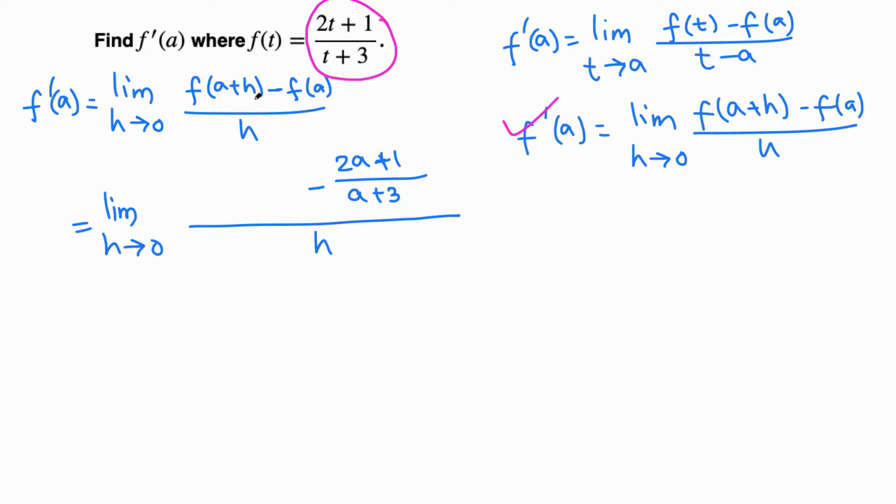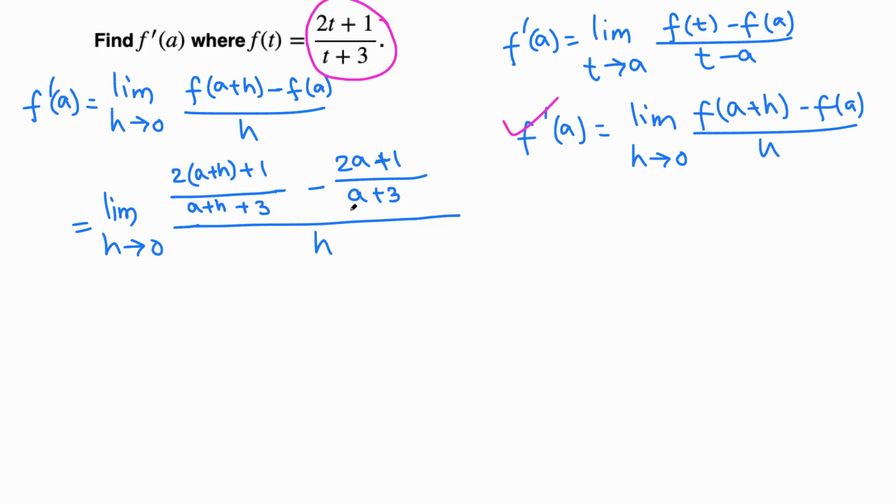Okay, and for the first, now t is being replaced by a plus h. So this t will be a plus h and this t will be a plus h. So 2 times, it's a block, a plus h, 2t plus 1 over t plus 3. t is now the whole thing, a plus h. I was supposed to put parentheses, but there is nothing to distribute, so I'm just writing a plus h. That's for t plus 3.